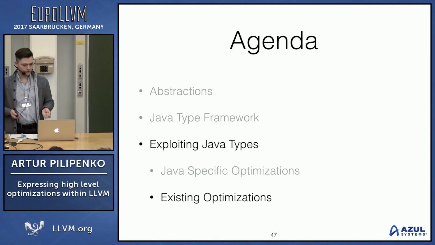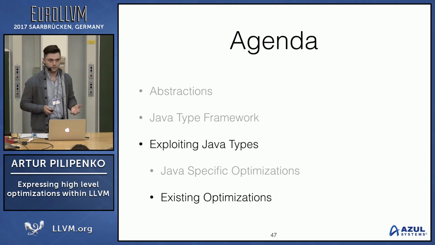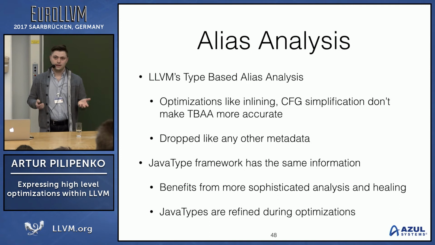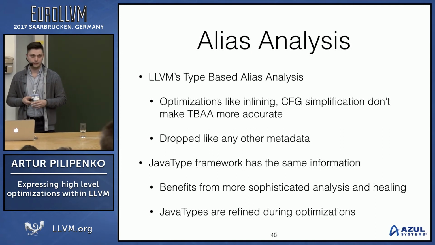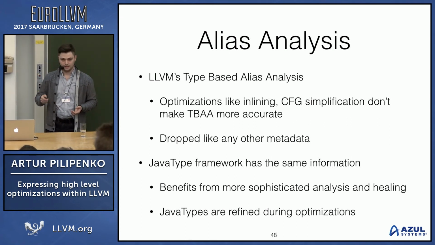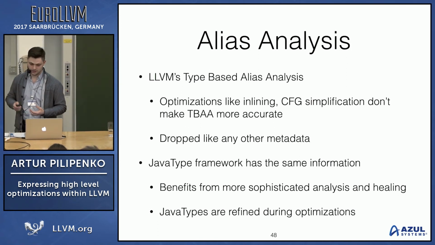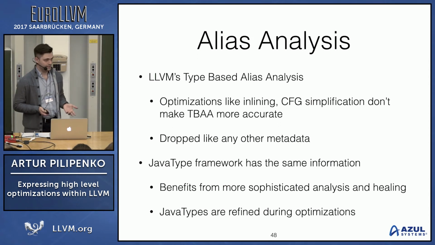So now let's look at how existing optimizations can make use of the information we added. Let's start with alias analysis. LLVM already has a mechanism for type-based alias analysis. In order to use it, you need to represent the type system in a DAG, and you need to attach metadata describing type properties of memory access to your memory access instructions. We use this mechanism for Java code. It works fairly well, but it is not ideal.